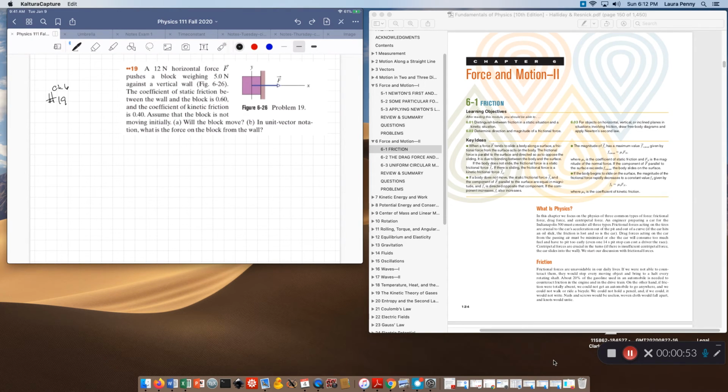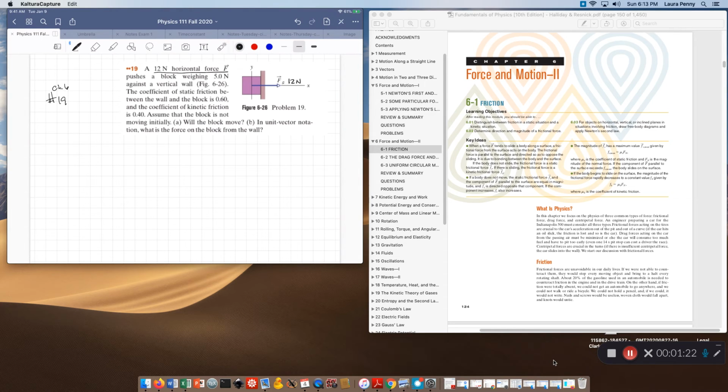So in this problem, number 19 from chapter 6, we have a 12 Newton horizontal force. That's this F. And it's pushing this block into, or next to, a vertical wall. So it's pushing into the wall. It's not going through the wall, right? Because the wall itself is a surface, and so there's a normal force being exerted.